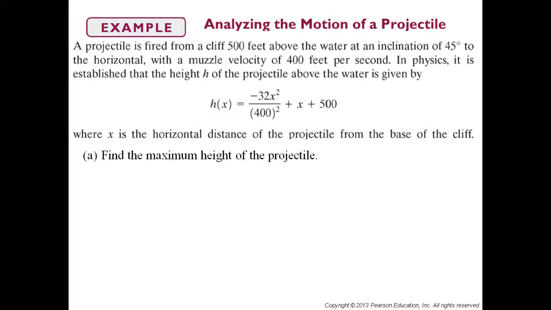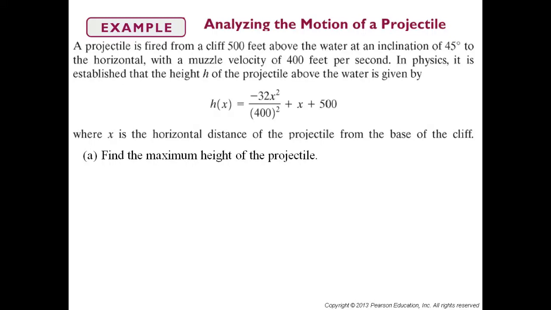Next thing, projectile motion. For projectile motion, they're going to give you an equation already in quadratic form, which is a good thing. You don't have to build anything. It's a lot easier to me. Okay. They say a projectile is fired from a cliff 500 feet above the water at an inclination of 45 degrees to the horizontal with a muzzle velocity of 400 feet per second. In physics, it is established that the height of the projectile over the water can be given by this equation. So they give you this equation.